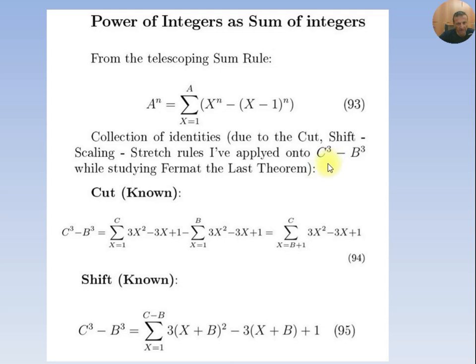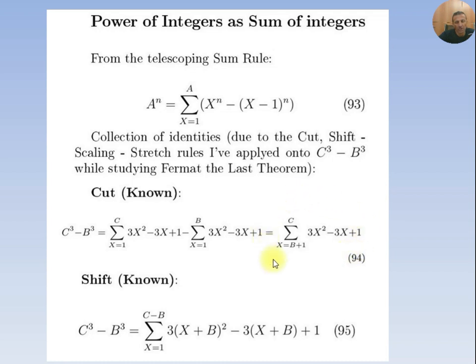In case n is equal to 3, the right hand becomes c cubed minus b cubed, equal to the sum for x equal to 1 to c of 3x squared minus 3x plus 1, minus the sum for x equal to 1 to b of 3x squared minus 3x plus 1. And remember the cutting rule, how to remove a smaller sum from a bigger one having the same terms. It is equal to the sum for x equal to b plus 1 to c of 3x squared minus 3x plus 1. And on this one we can apply what is known as the shift rule.